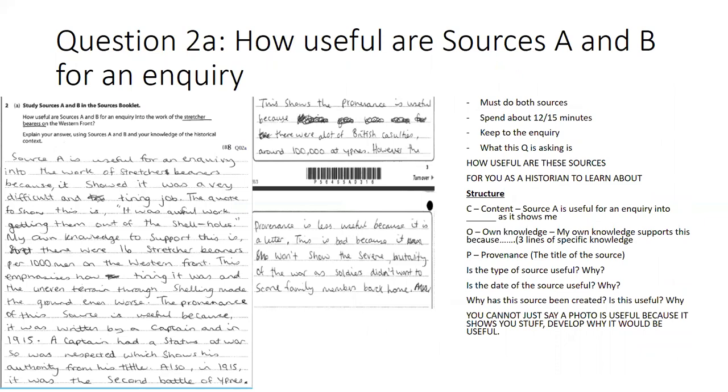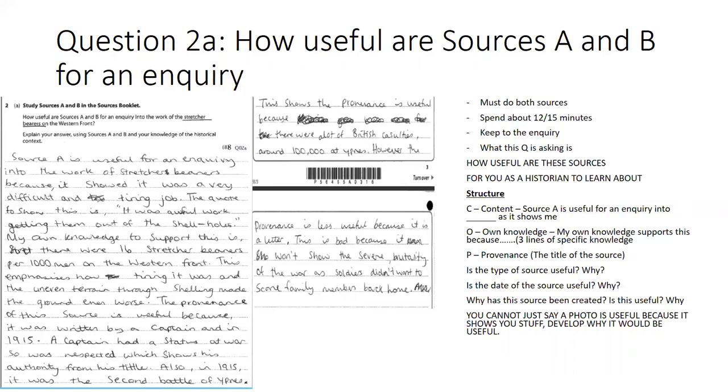Now, question 2A on section A is probably one of the more difficult questions, because the expectation is that you will have 15 minutes to look at 2 sources and analyse them. So the question is, how useful are sources A and B for an inquiry? Now, what this basically means is, how useful are these sources for you as a historian to learn about a topic? So last year's question was about how useful sources A and B were for the work of stretcher bearers on the Western Front.